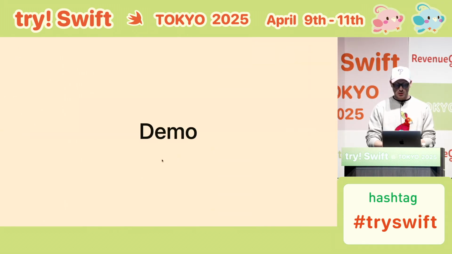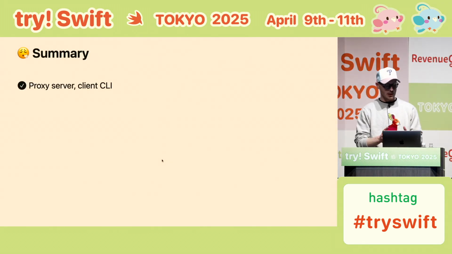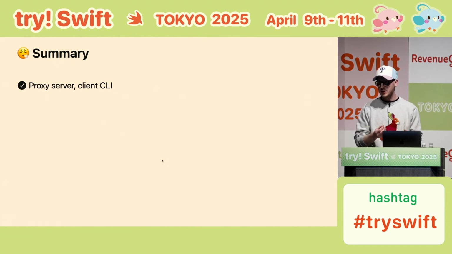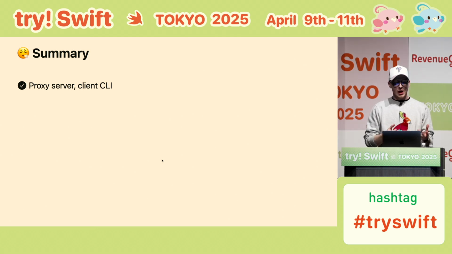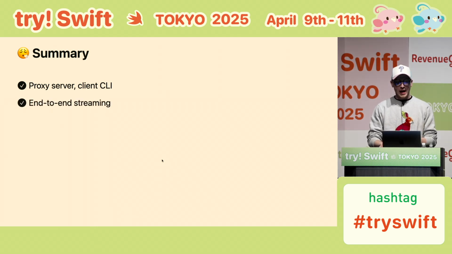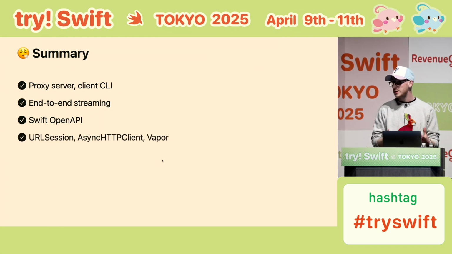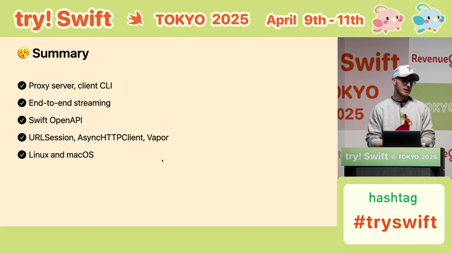Okay, so we've covered a lot, so let me recap. We've implemented a proxy server with a tailored API surface that handles streaming from an upstream service and transforms it into a tailored API surface for our downstreams. And we didn't write a single line of networking code thanks to Swift OpenAPI. In just over 15 or so minutes, we've used 3 different transports on 2 different platforms.